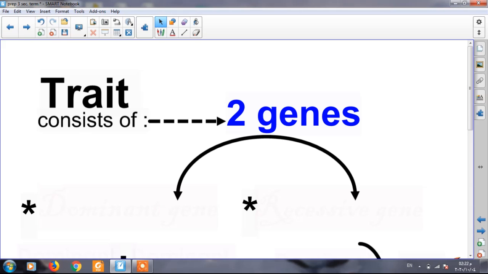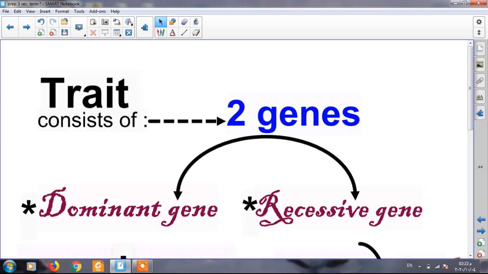I mean what? By this I mean we have two types of genes. What about the types of genes? Dominant gene and recessive gene. What's the difference between them?